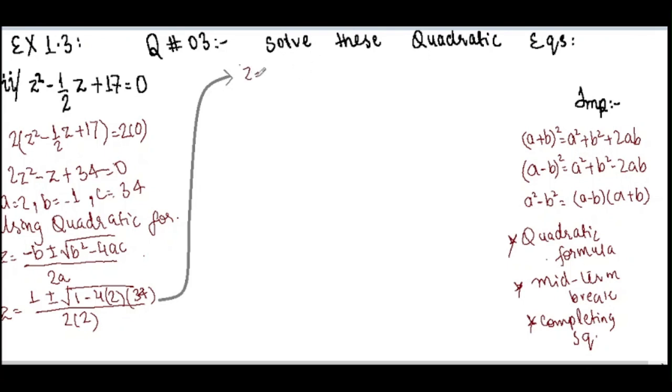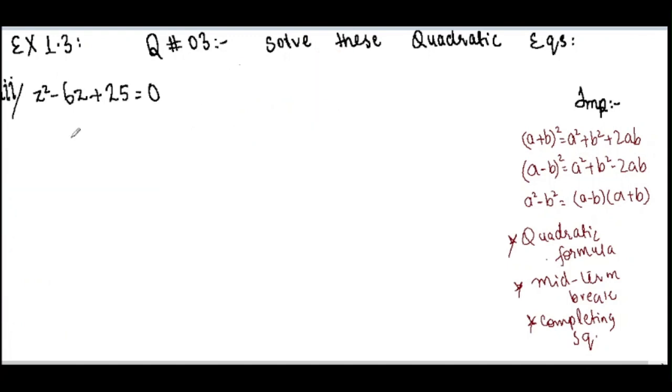Z equals 1 plus minus square root of 1 minus, we get 272 with a square root on its head, and whole divided by 2 into 2 gives us 4. So z equals 1 plus minus square root of 1 minus 272, which gives us square root of minus 271, whole divided by 4. So this is your answer. Now we are going to do part number 3, which is z square minus 6z plus 25 equals 0.